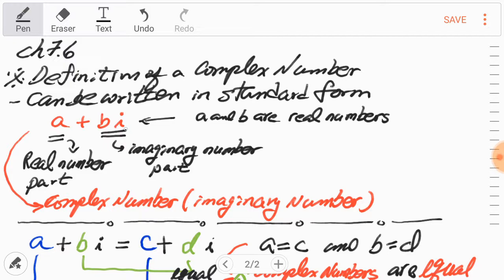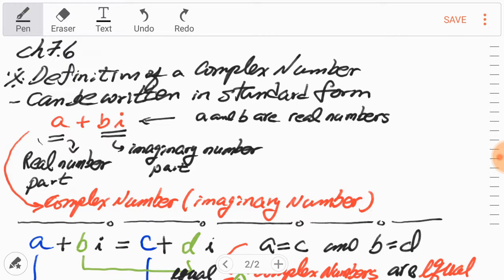So whenever you have a plus bi with the i form, then this is a complex number. Or we can say also it is an imaginary number. So the complex number is composed of two parts. One is the real number part, and the other one is the imaginary number part.